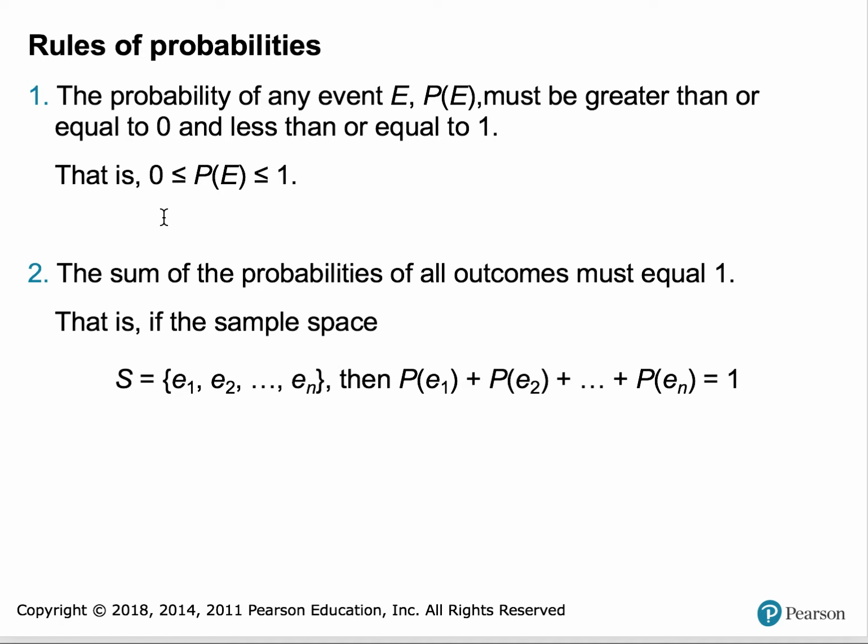Okay, you can't have a negative percent chance of something happening, or you can't have 200% chance it's going to happen. 100% means it will happen. 0% means it will not happen. So all probabilities have to be between 0 and 1. And the sum of the probabilities of all outcomes must equal 1. In other words, 100%. So your sample space, when you add the probabilities of each event, it better equal 1 because you have to account for 100% of the possible outcomes.